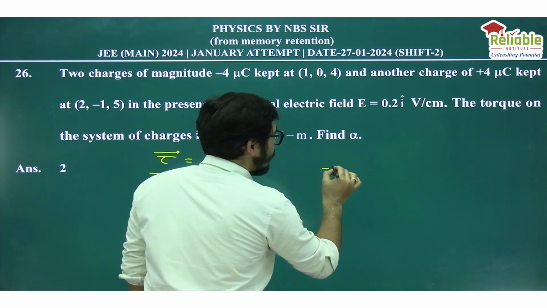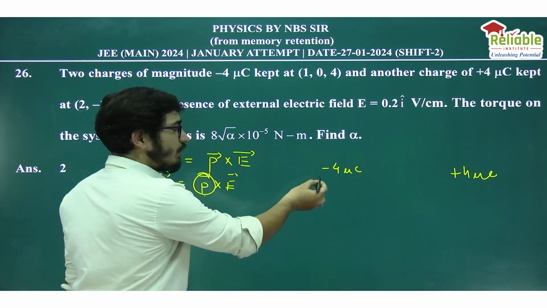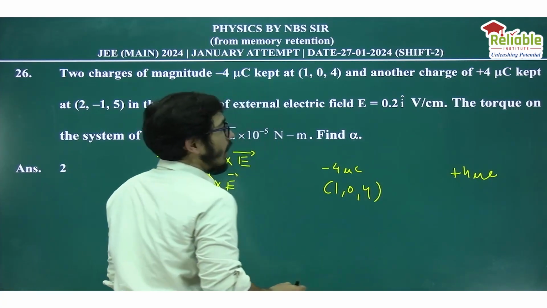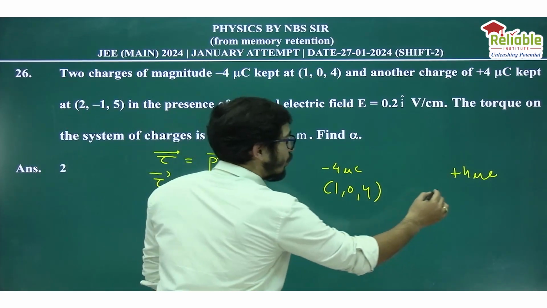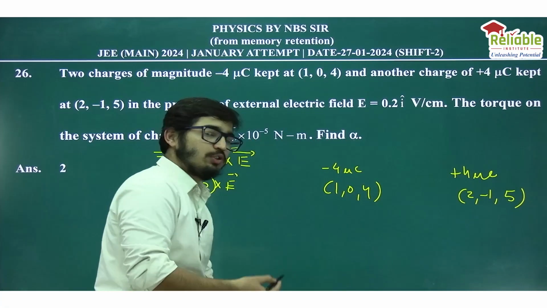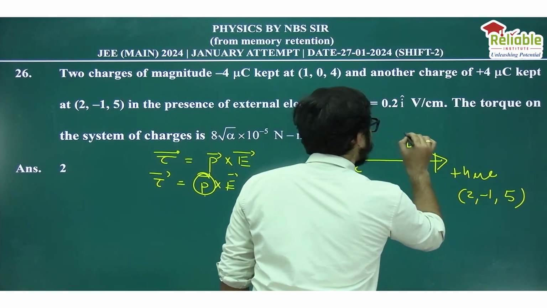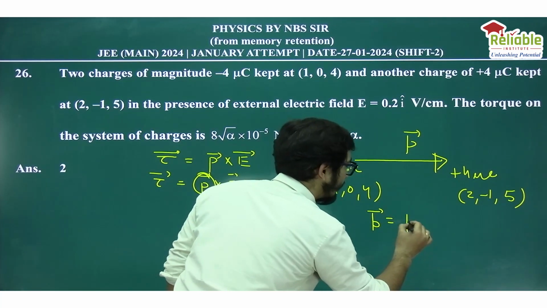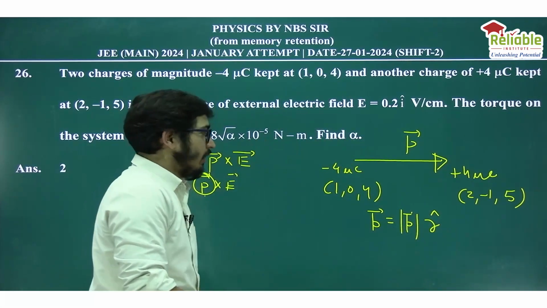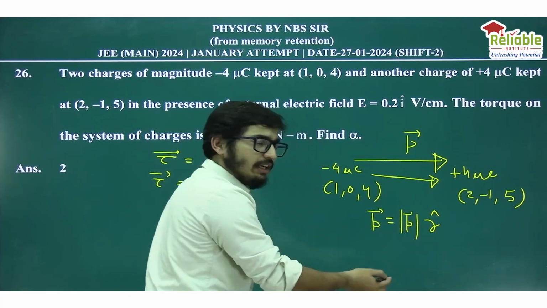The charge number 1 is given as plus 4 microcoulomb, and the position coordinate for minus 4 microcoulomb is given as 1, 0, 4, and the second position is 2, minus 1, 5. As we know, this pair of charges makes a dipole, and the dipole moment is like this. The vector of dipole moment is going to be the magnitude of dipole moment times a unit vector, and this is the unit vector of the position vector from minus 4 coulomb to plus 4 coulomb.